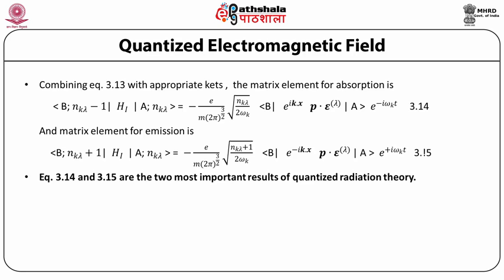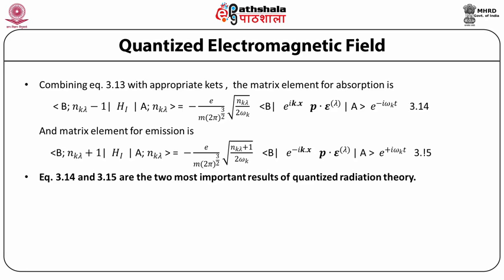This is equal to minus e over m (2 pi)^(3/2) square root of nk lambda by twice omega k, and an expectation value between the B ket and the A ket of exponential i k x and p vector dot epsilon lambda vector, the whole thing multiplied by exponential minus i omega k t. And the matrix element for emission, by which we mean the ket nk lambda goes to the ket nk lambda plus 1, is given by minus e over m (2 pi)^(3/2) square root of nk lambda plus 1 by twice omega k, and the expectation value with bra B and ket A of exponential minus i k x into p vector dot epsilon lambda into exponential plus i omega k t.